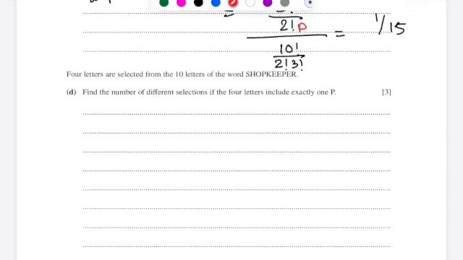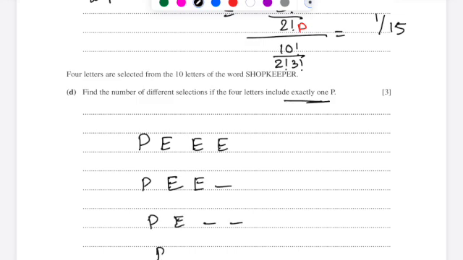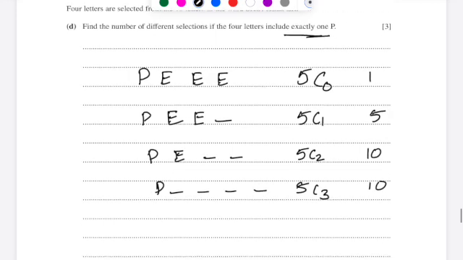Then the next one is find the 4 letters are selected from the 10-letter word. Find the different selections of 4 letters that include exactly one E, one P. So it can be P, E, E, it can be P, E and E, it can be P, E, and it can be no E's. In this case, 5 will be left over. So 5C0, this is 5C1, this is 5C2, and this is 5C3. 1, 5, 10, and 10. Add them all, so answer is 26.